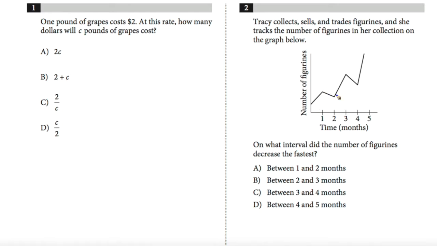I see it's increasing, then decreasing, increasing, then decreasing, then increasing. On what interval did the number of figurines decrease the fastest? Meaning that from month to month, where did it decrease the fastest? And it looks as though this segment here from 3 to 4 is the greatest decrease between the months. So C is going to be my answer to number 2.